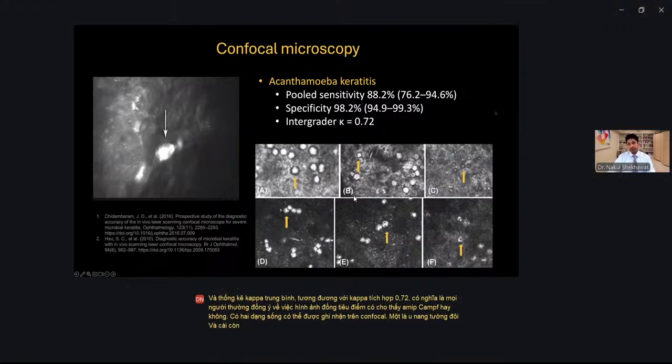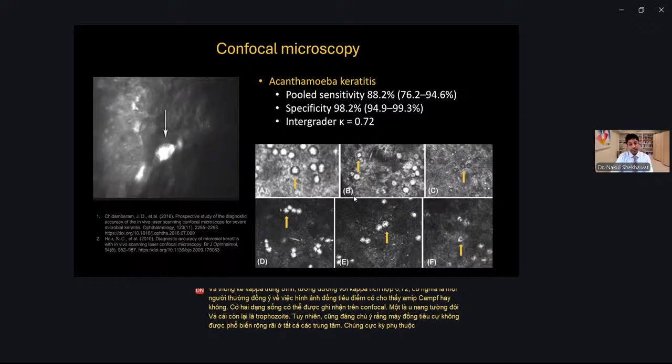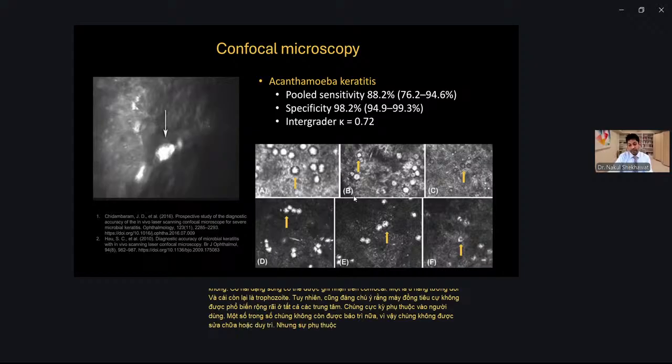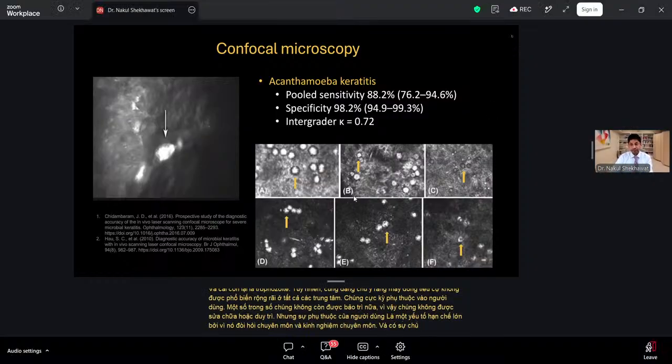It is also worth noting, though, that confocal machines are not widely available at all centers. They're incredibly user dependent. Some of them are no longer being serviced as well, so they're not being repaired or maintained. But the user dependency is a major limiting factor because it does require specialist expertise and experience. And there is substantial subjectivity in interpretation of confocal images.